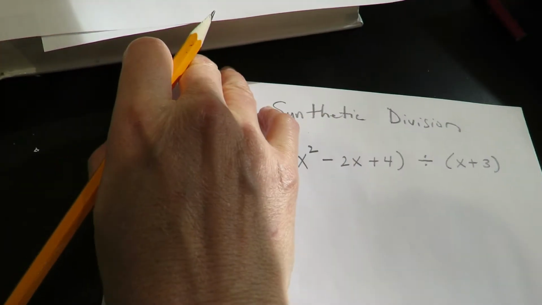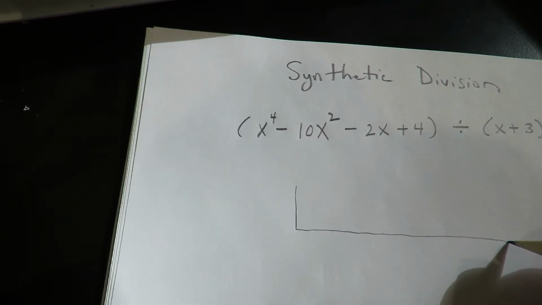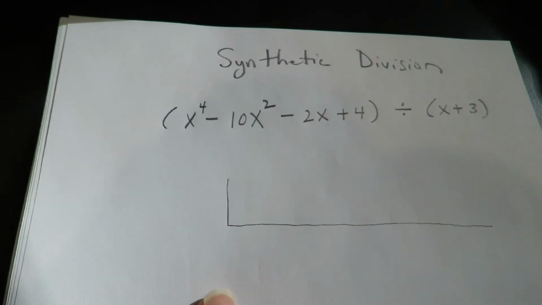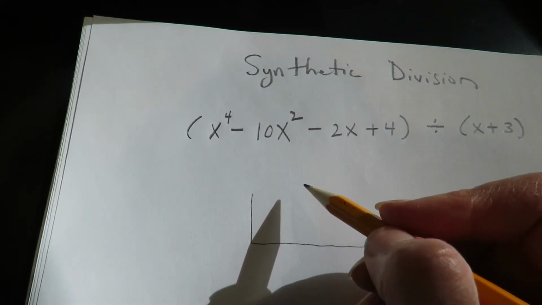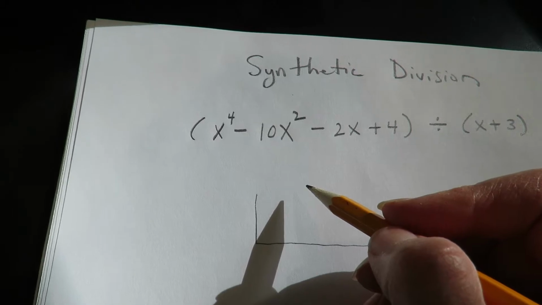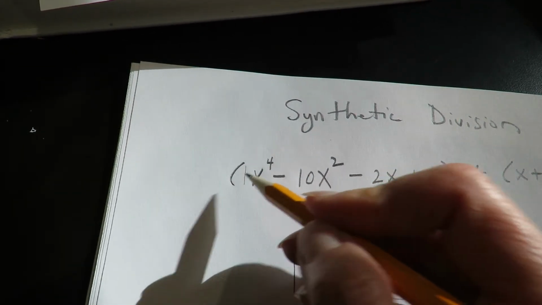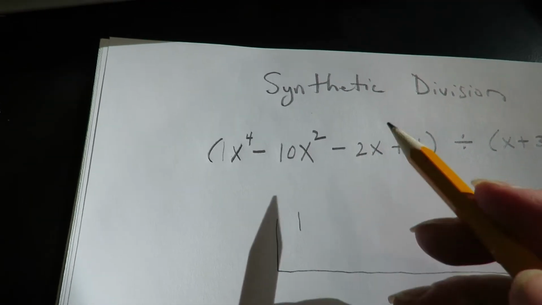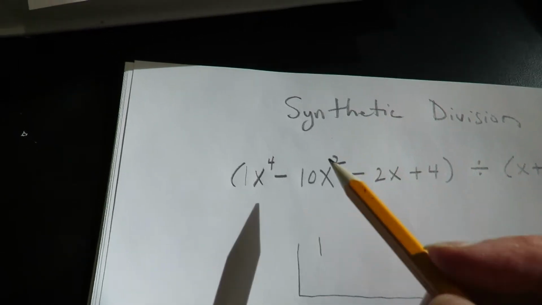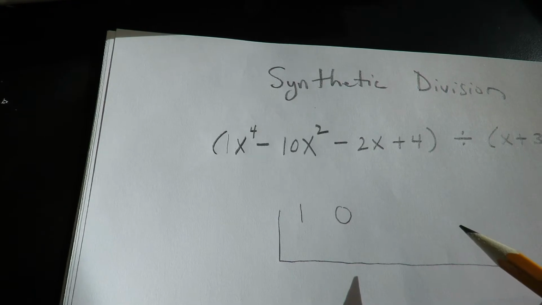Okay, so this is how you do synthetic division. You flip the roof, so it's sort of like upside down to the long division sign. You just put in the coefficients. Don't put in any variables. So the coefficient on the x to the 4 is a 1. Just like long division, you have to hold all the places. So since there's no x cubed, I have to put a 0 in for x cubed.